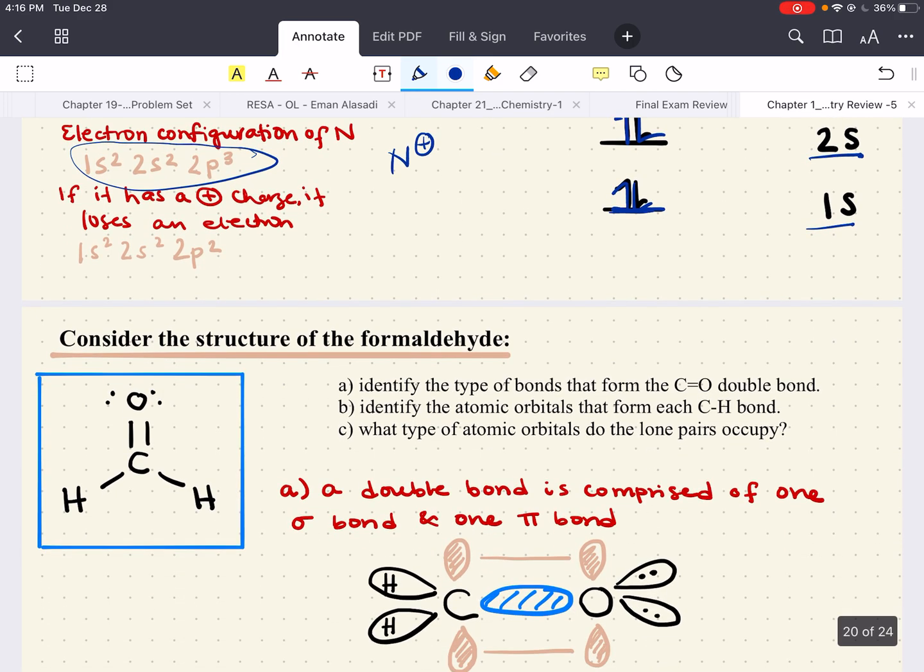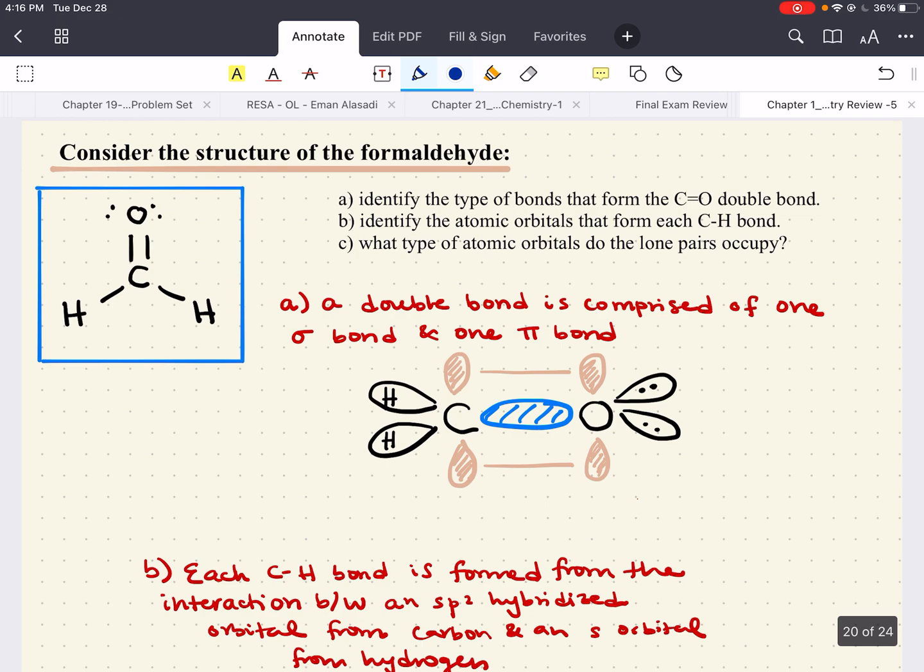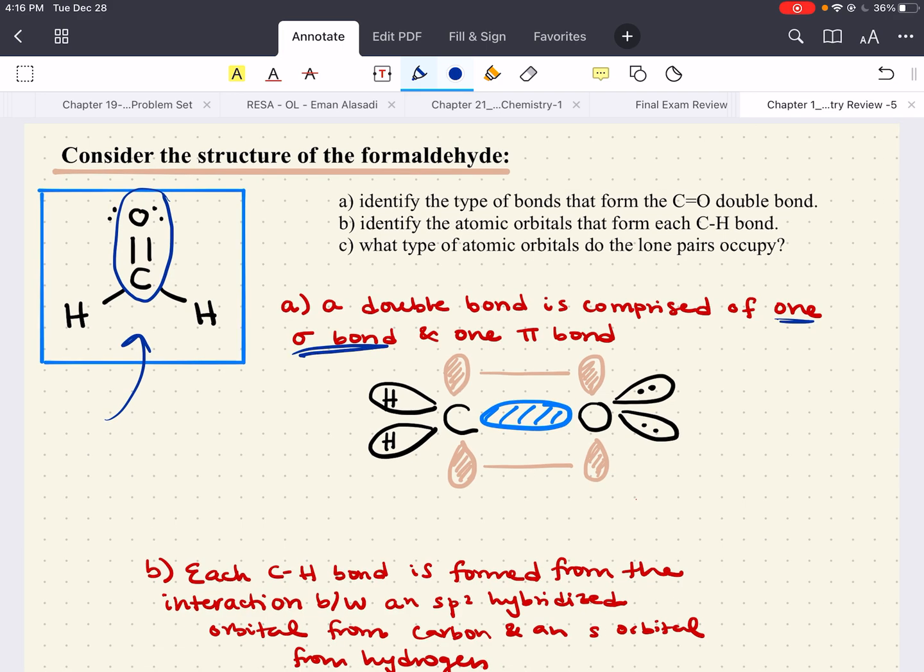Now, in this next question, we want to consider the structure of formaldehyde. We're going to answer 3 questions about this structure, this formaldehyde right here. We want to identify the type of bonds that form this carbon-oxygen double bond. Well, we know a double bond is comprised of 1 sigma bond and 1 pi bond. So that's a pretty good answer to this first question, but I just want to dig a little deeper here.